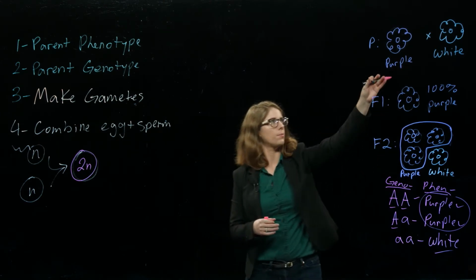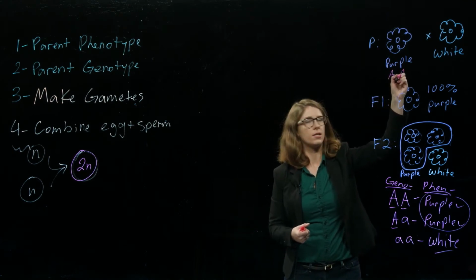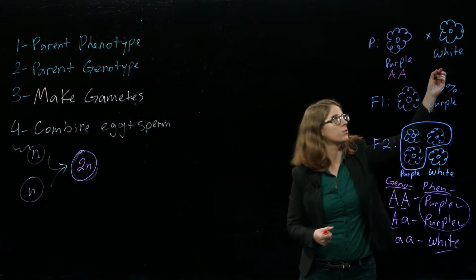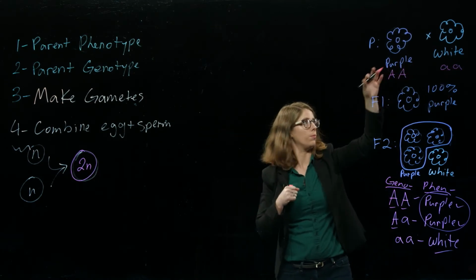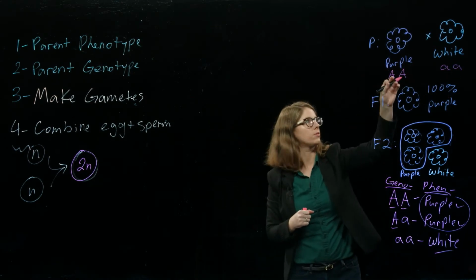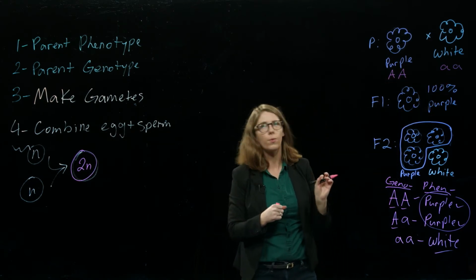So again, our parent phenotype, it's purple. We actually now know that this one's homozygous dominant, and that this one's homozygous recessive. Cool, so we know the phenotypes, purple and white. We know the genotypes: it's homozygous dominant for purple, homozygous recessive for white.